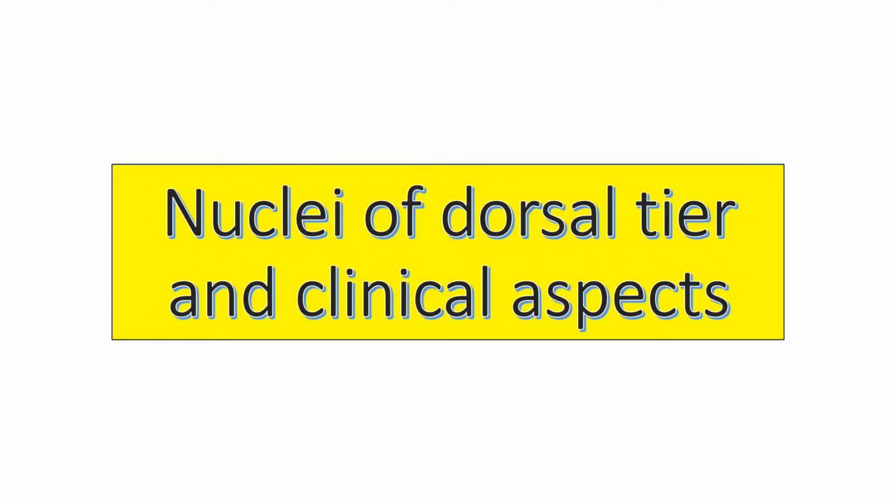Welcome back, friends. So today we are going to discuss the nuclei of the dorsal tier. In our previous classes, we have discussed the ventral nuclei and the anterior nuclei. And in today's class we are going to discuss the nuclei of the dorsal tier. So in the nuclei of the dorsal tier, we can identify the lateral dorsal nucleus and the lateral posterior nucleus.